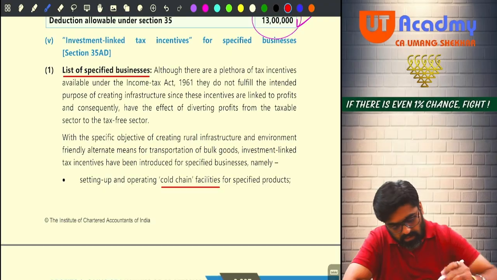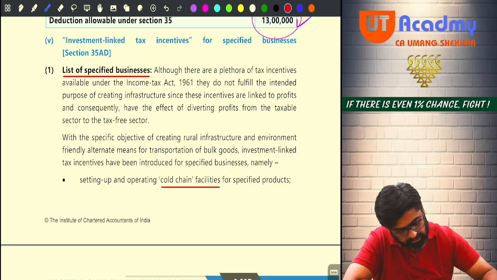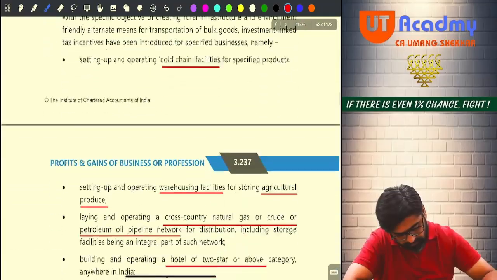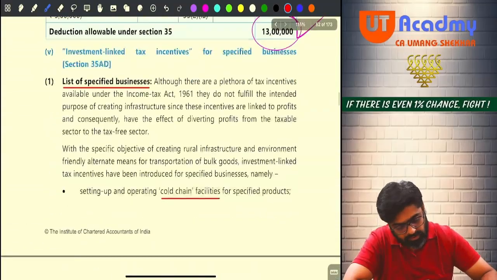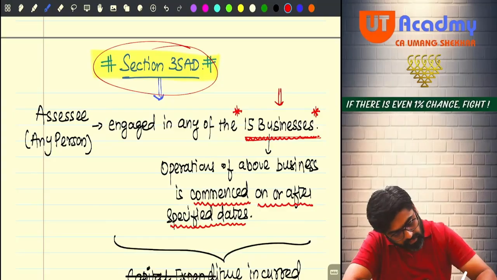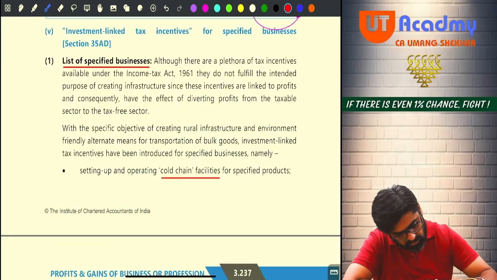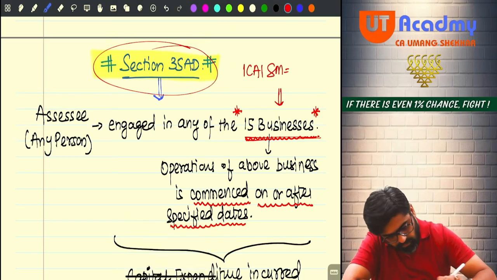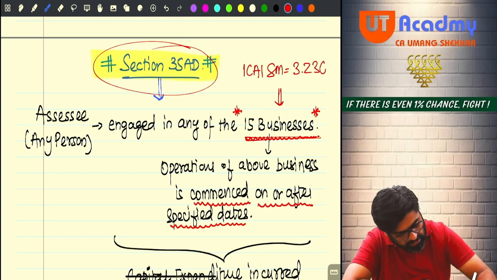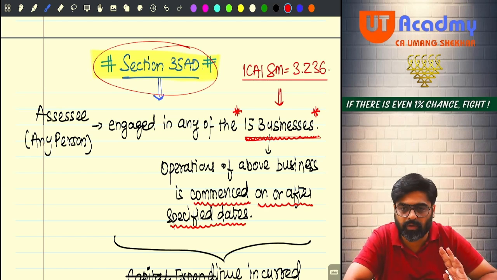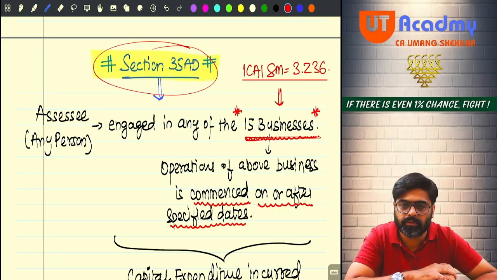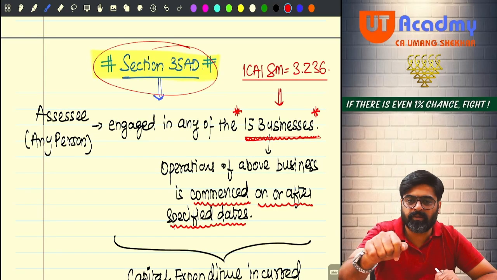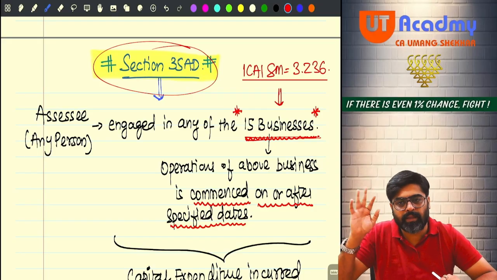Let's see. ICAI study material, page number 3.236. So I will write down ICAI study material 3.236. I have deliberately not written the names of all those businesses, to save some space over here. So now, what are these businesses? Let us first go and check their names.